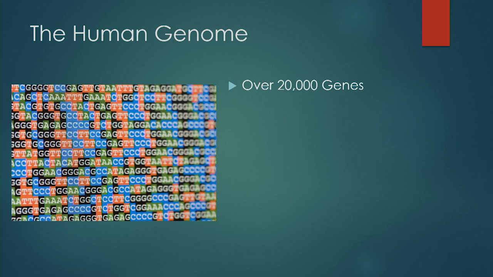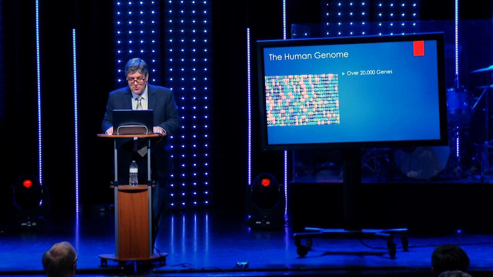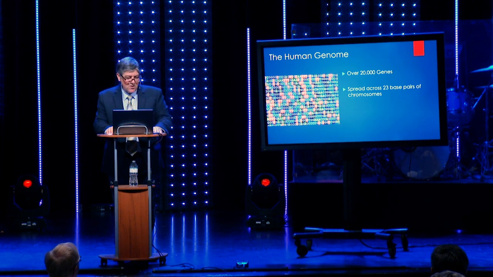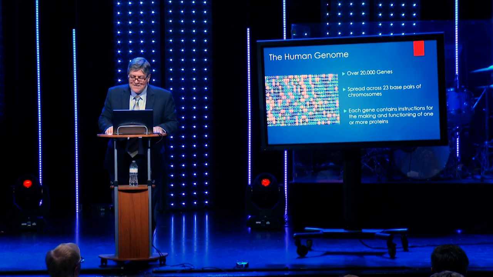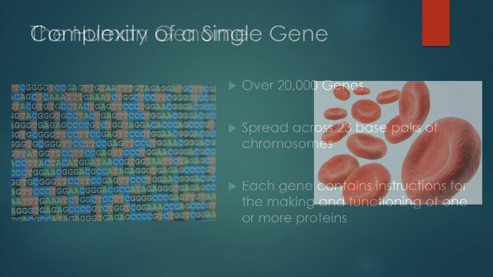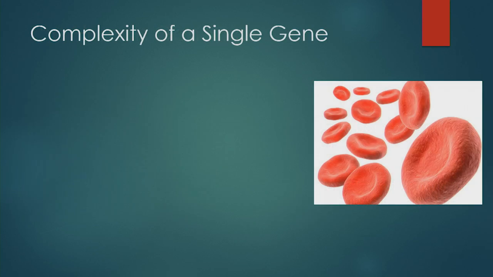Let's look at the human genome for a minute. Now, the human genome was basically mapped in the year 2000, and they discovered that there are over 20,000 genes that are spread across our 23 pairs of chromosomes. Now, each gene contains the instructions for making and functioning of one or more proteins. So now let's look at the complexity of just a single gene. Let's look at hemoglobin. Hemoglobin is what takes oxygen and nutrients to every cell in your body.